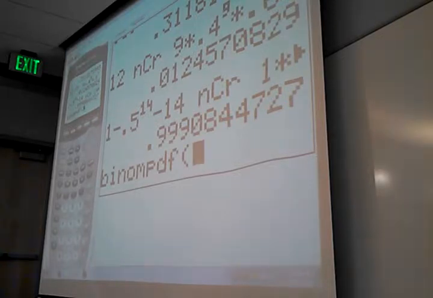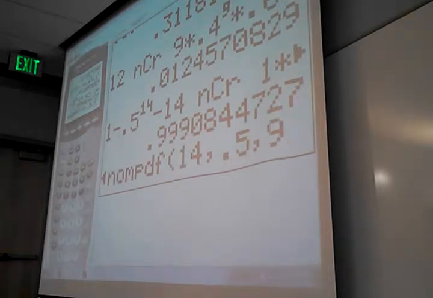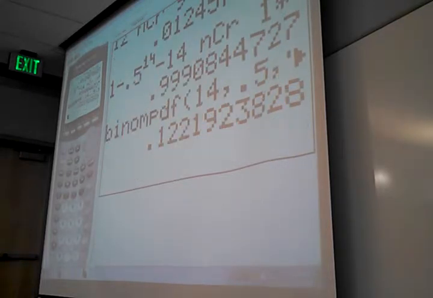There's punctuation. So N is 14, right? 14 times. Probability of success is 0.5. And on the first problem, I asked for exactly 9 heads, so X is 9. Enter, and I get the 0.122 and so on that we got earlier. Cool. That's the answer we got on number 1, the first part.